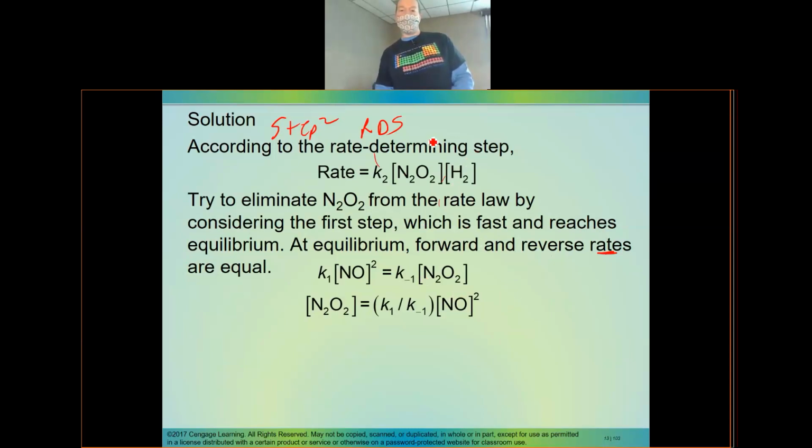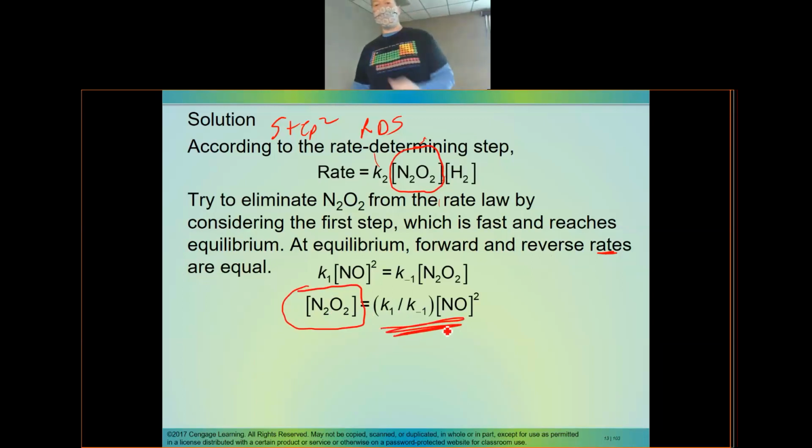Here is our N2O2, which is a reaction intermediate that cannot be in our rate law. We solve for the reaction intermediate. We stick this in there. That is equal to that. That is not a reaction intermediate, so we put that in there.